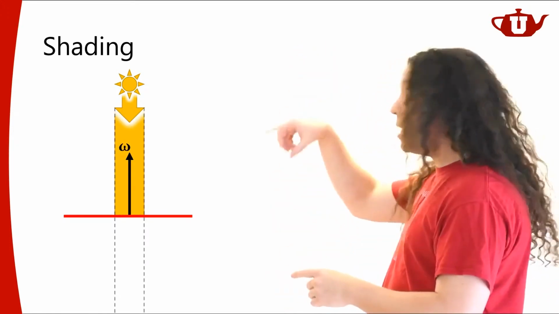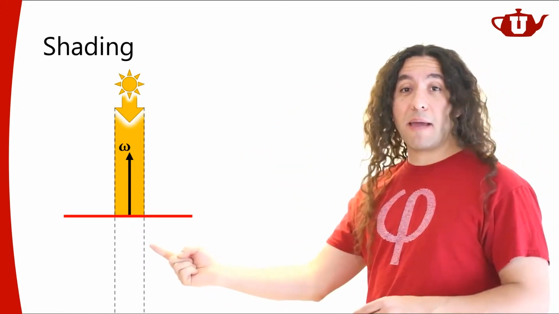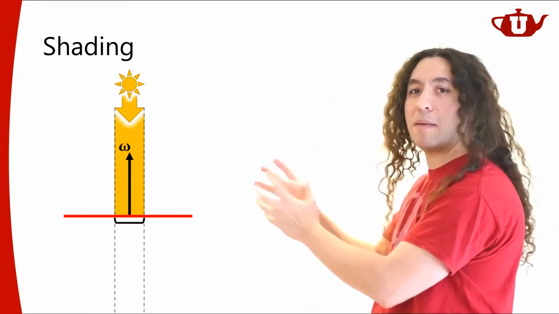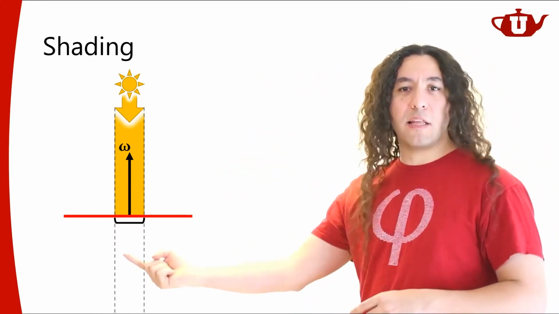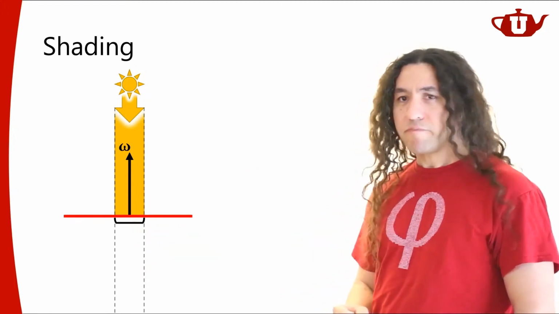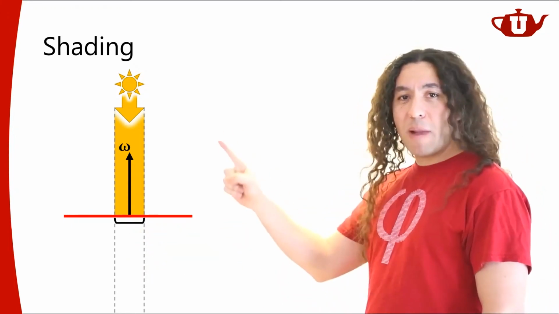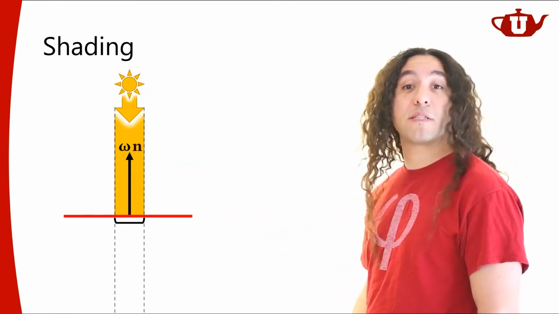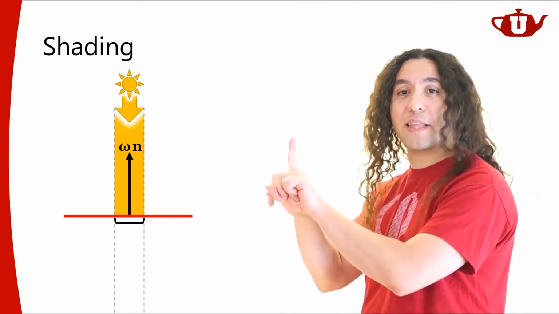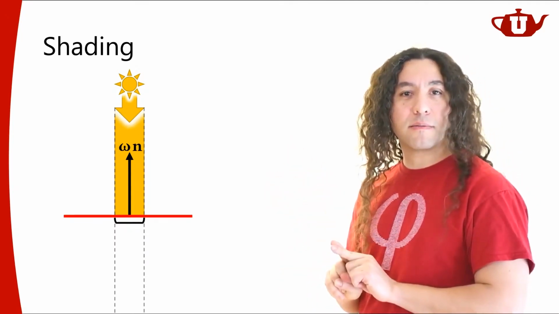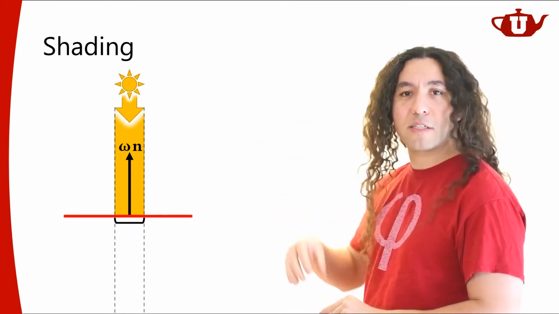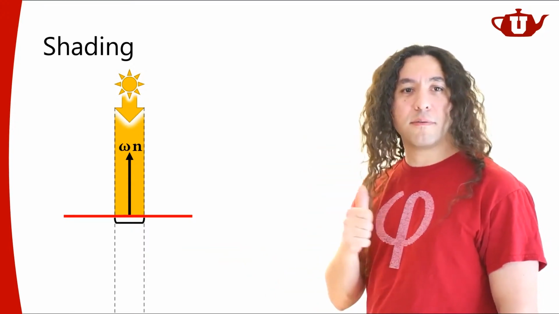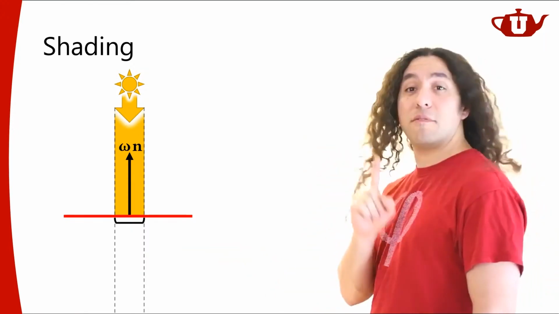In this case, this beam of light is illuminating a portion of my surface, like this portion. This light beam fell on this surface and illuminated this portion, all right? In this specific case, my light direction, omega, is the same as my surface normal. So my surface normal is perfectly aligned with the light direction. You can say that the light direction is perpendicular to this plane. All right, everything's good?